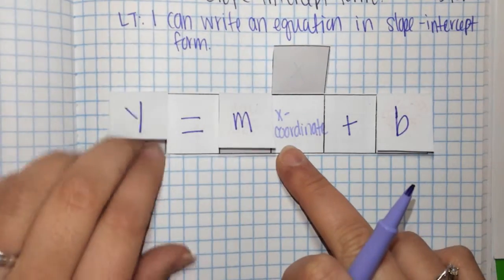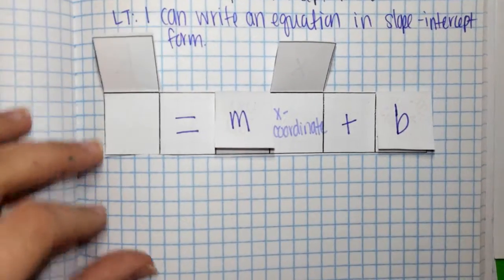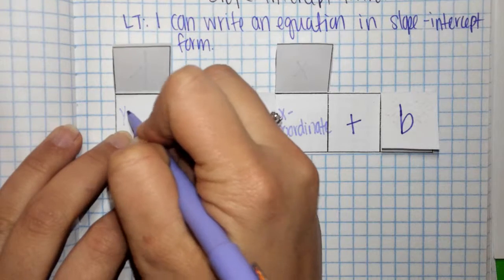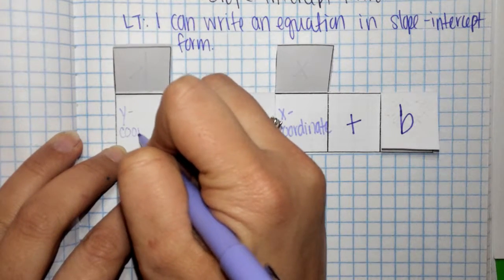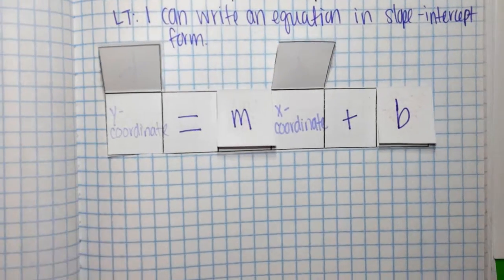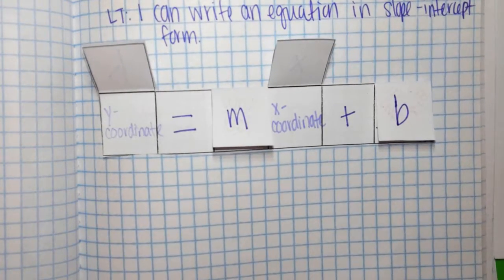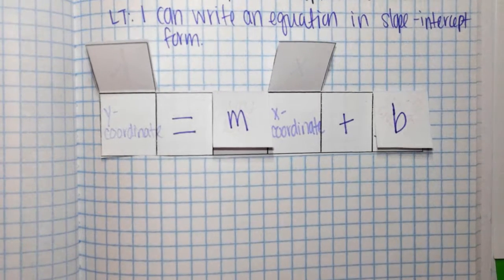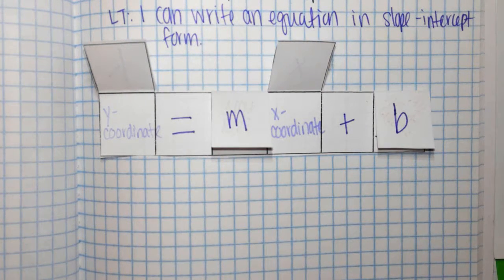If x is the x coordinate, what is y? The y coordinate. So if I give you a coordinate, if I give you a point, are you going to plug it into M or are you going to plug it into X and Y? X and Y. Because those are a point.